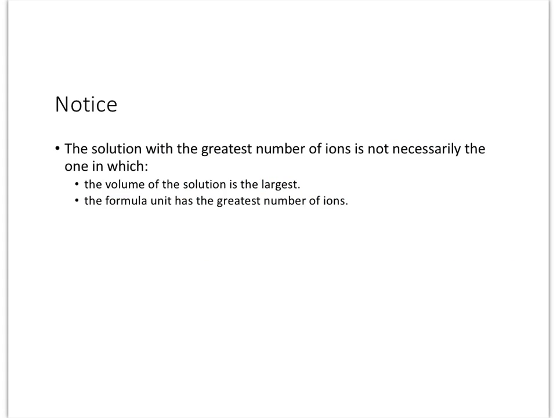So notice the solution with the greatest number of ions isn't necessarily the one where you have the greatest volume or that has the most number of ions in the particle. So the total volume of solution comes into play, the total molarity comes into play, and then the molarity of each of the ions comes into play as well.